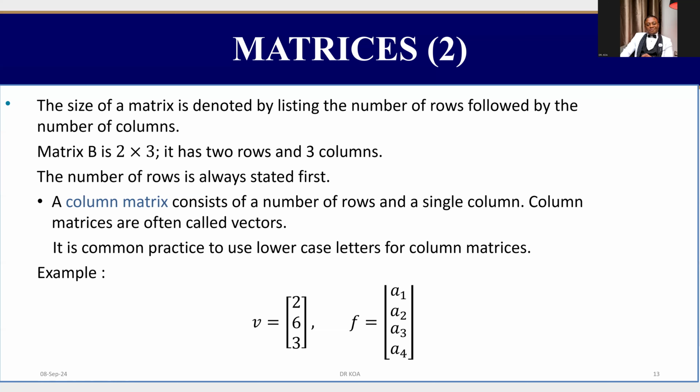Now, you can have a matrix that is said to be a 2x3 matrix. That means that it has 2 rows and 3 columns. That's what it means. A 2x3 matrix has 2 rows and 3 columns.